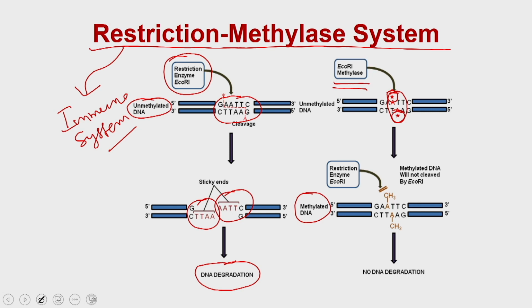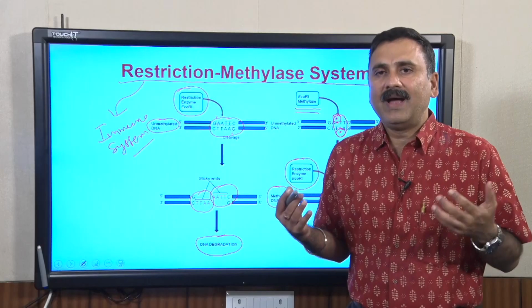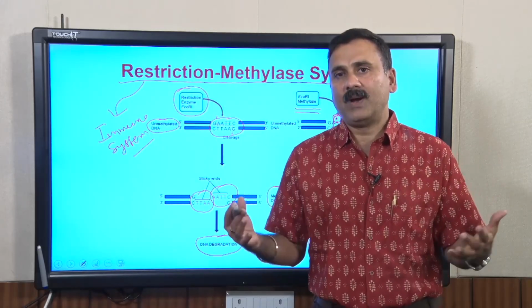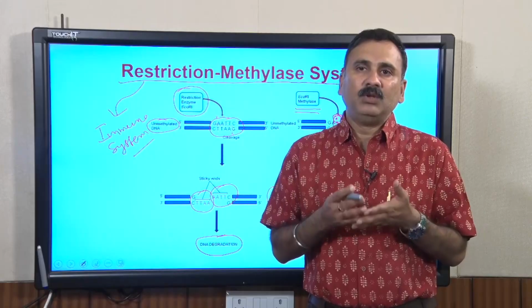by the enzyme, and because of this methyl group, the restriction enzyme EcoR1 will not be able to bind the DNA and will not be able to cleave, and once that is not done, it is not going to degrade the DNA, which means that the restriction methylase system also has the specificity, it also has the ability to recognize what is self and what is non-self.